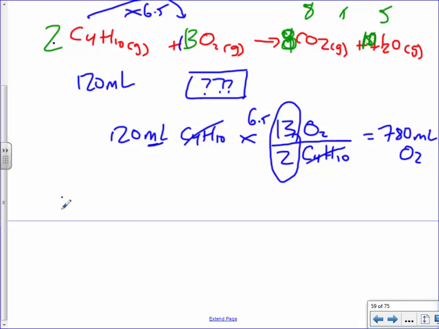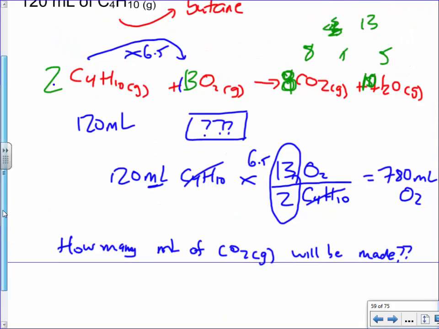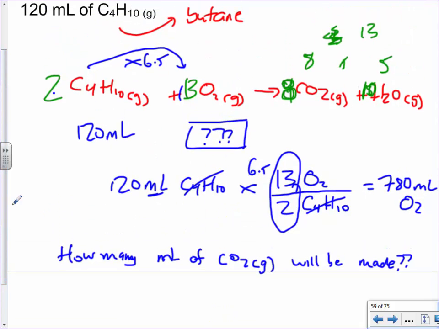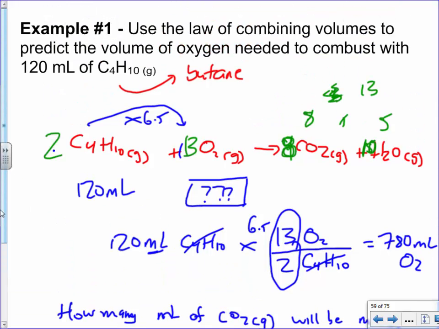Let me add an extra question to this. New question: how many milliliters of CO2 gas will be made? Like a follow-up question. To some degree, we've already done this in the first unit. Do you guys remember the idea of, let me just make a new slide here.